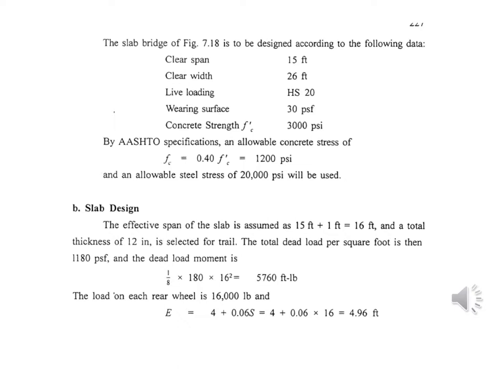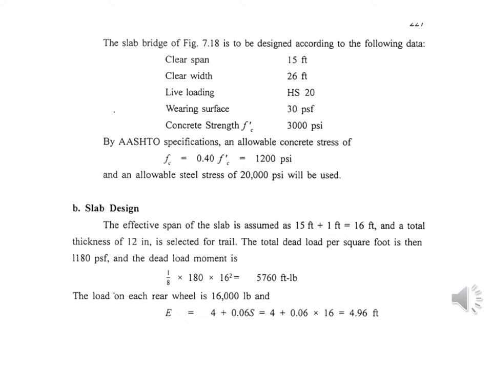So we have to design the slab. Firstly, we design the slab. First, we calculate the effective span. The effective span of the slab is assumed as 16 feet plus 1 foot. This is 16 feet, and the thickness is 12 inches for the slab.